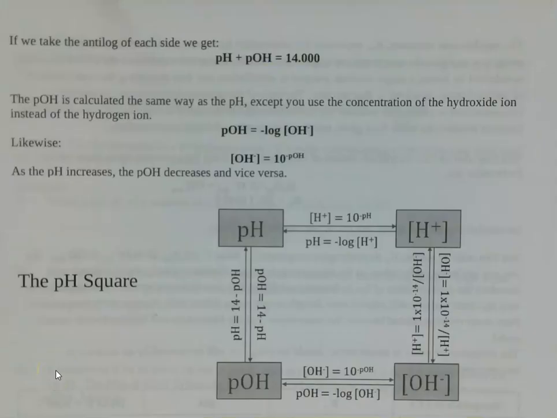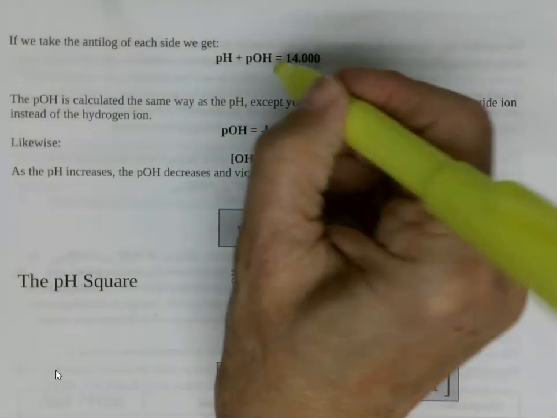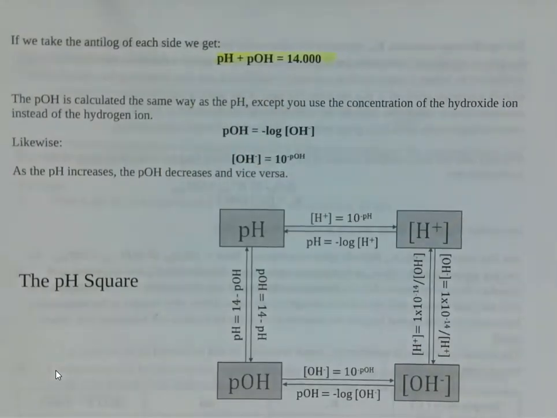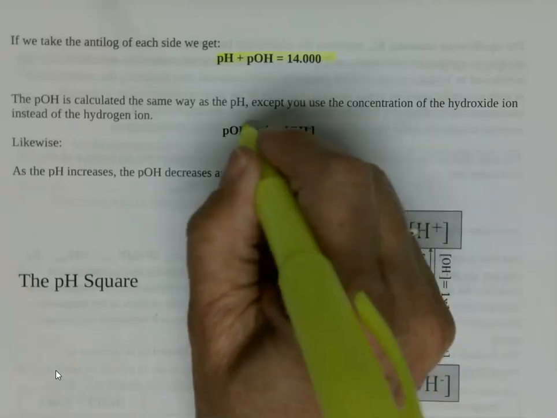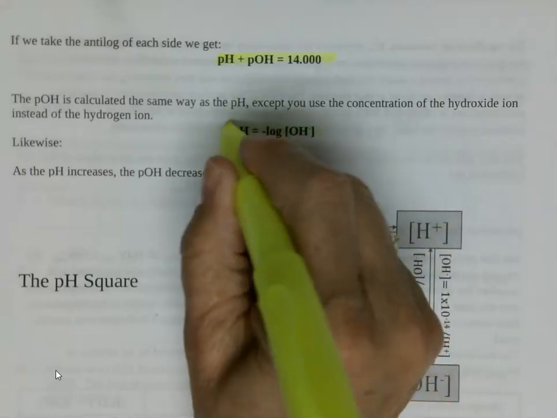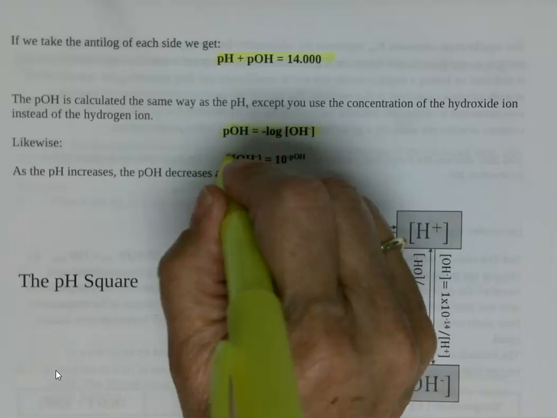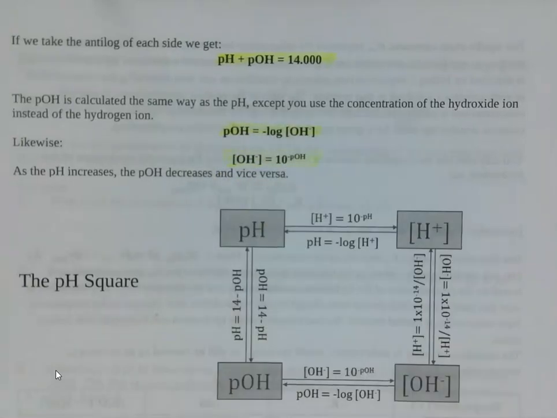If you take the antilog of that, then we get that the pH and the pOH together will always equal 14. So if you know the pH, you can easily calculate the pOH by subtracting from 14. Again, your pOH is the negative log of your hydroxide ion. And if you know your pOH, then the hydroxide concentration is 10 to the negative pOH.